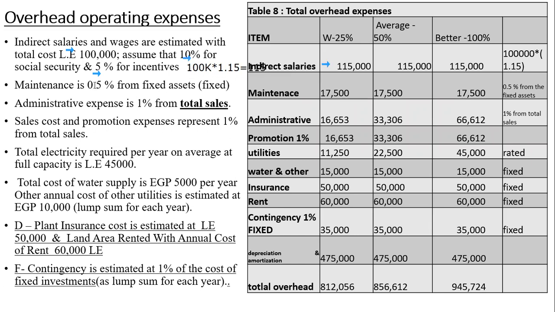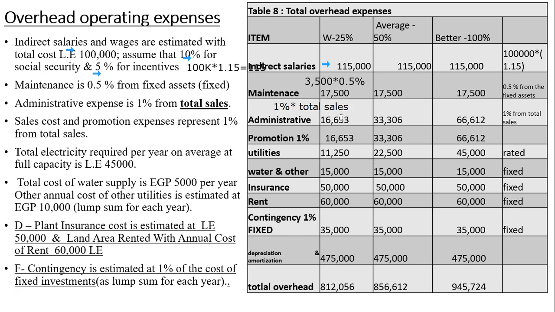For the maintenance, he said that 5% of the 3,500,000, times 0.5%. Then we will have the 17,500. He said that we have administrative expenses from the total sales. So I will return back to the total sales table, 1% times the total sales.